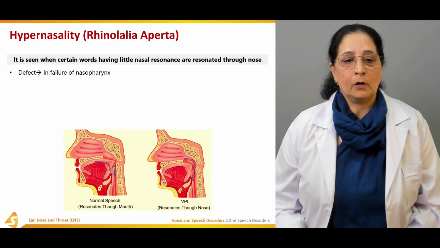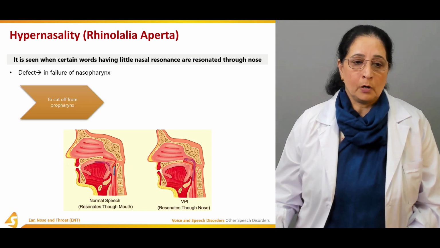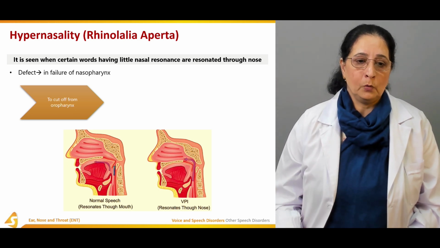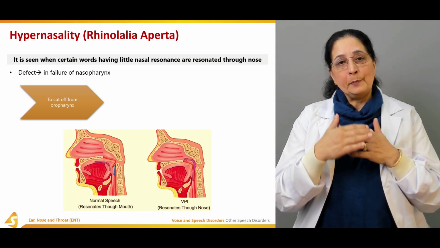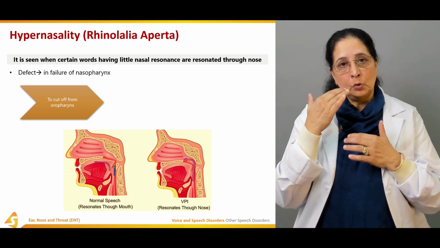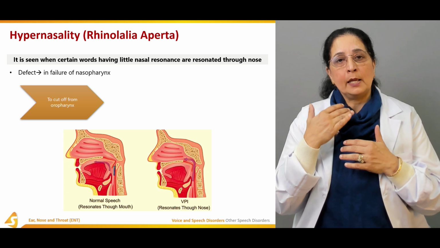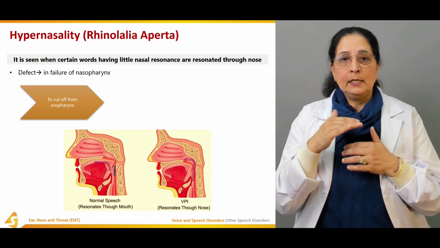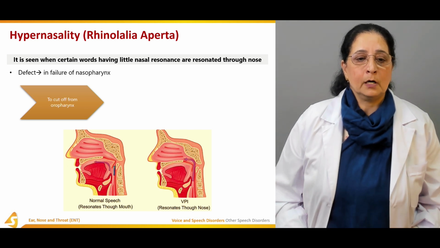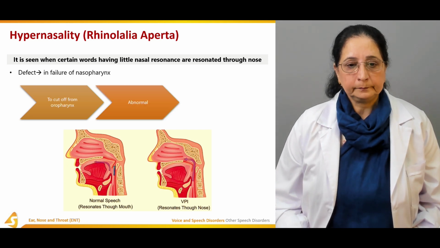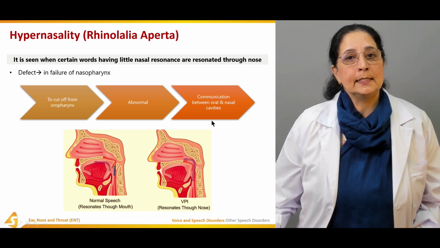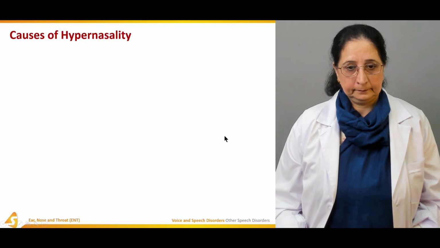This is due to a defect, a failure of the nasopharynx to cut off from the oropharynx. We know we have three parts of the pharynx. We have the nasopharynx behind the nose, the oropharynx behind the mouth, and then the hypopharynx. So in this, the cutoff between the nasopharynx and oropharynx is not present. Failure of cutoff. An abnormal communication between the oral and nasal cavity is present.